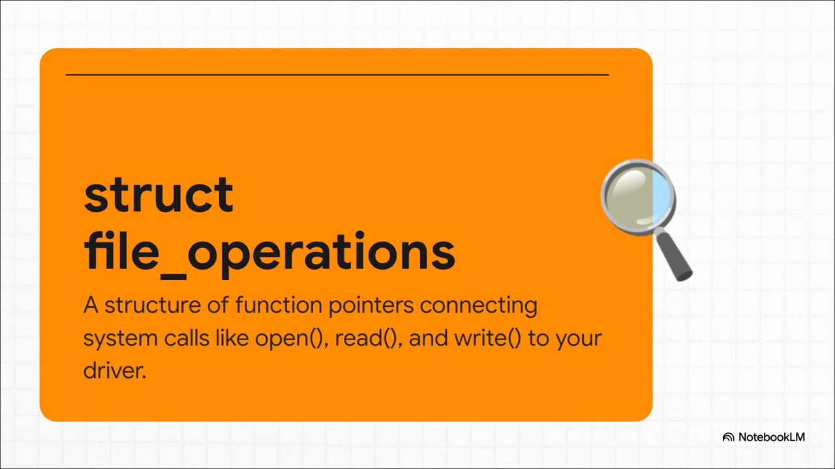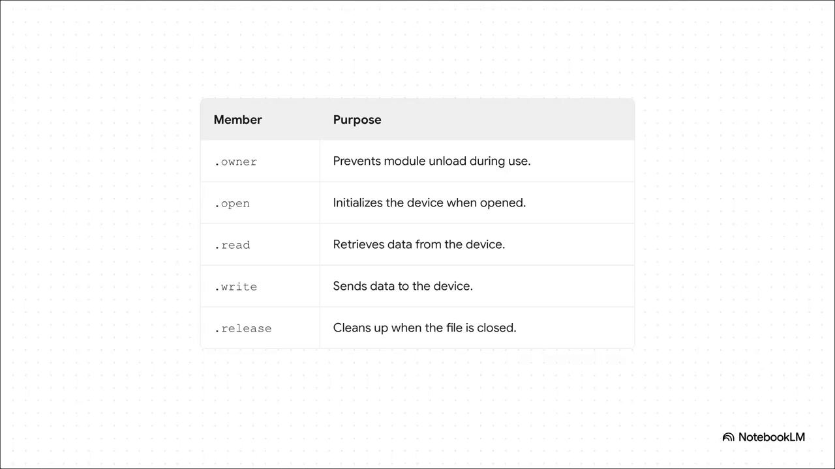And it's basically just a list of functions. It's like a switchboard. When your program tries to read from your device file, the kernel looks at this contract, finds the entry for .read, and connects the call to the exact function your driver provided for it. Let's look at a few of the most important clauses in this contract.